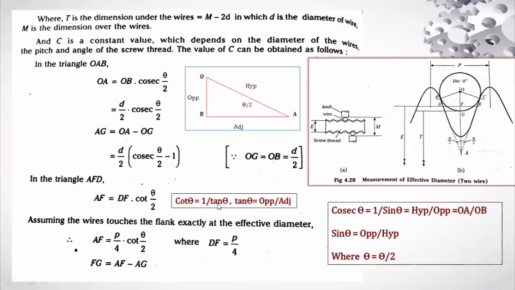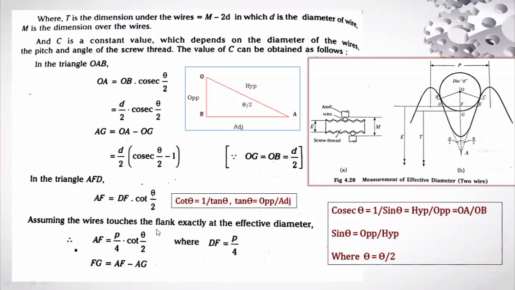Cot theta is equal to 1 by tan theta, but tan theta is opposite by adjacent. So finally cot theta will become adjacent by opposite, right? Adjacent for this triangle AFD is this one. AF will be the adjacent, and the opposite will be DF. So from that you're going to get this equation: AF is equal to DF cot theta by 2. Why theta by 2? Because the value of theta here is theta by 2. Similarly, what I explained now, similarly for this cot.